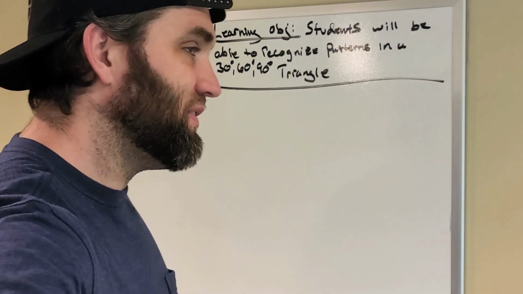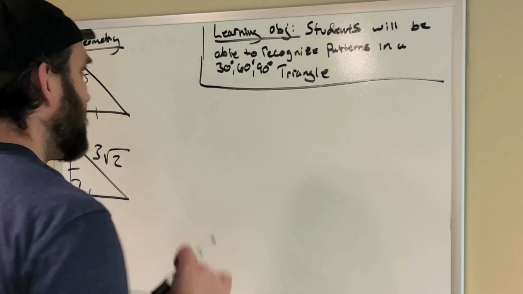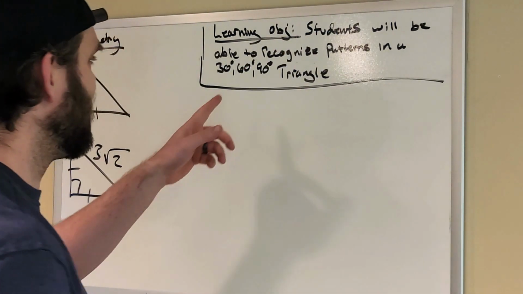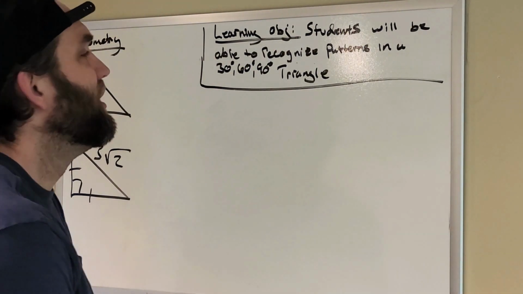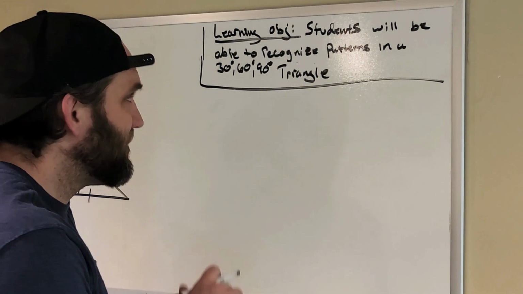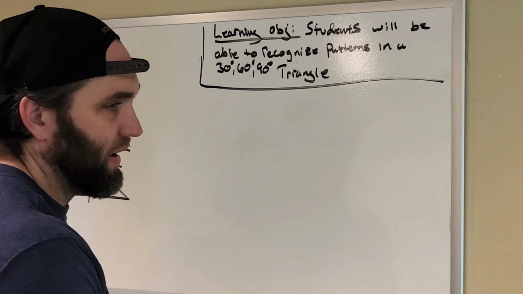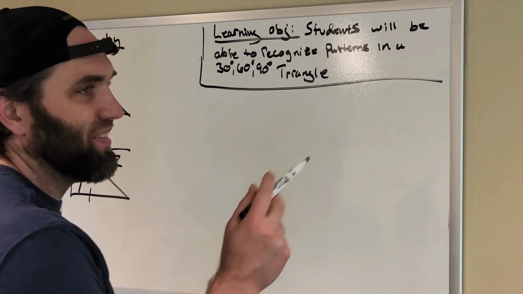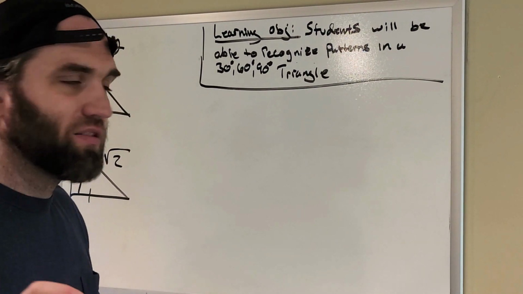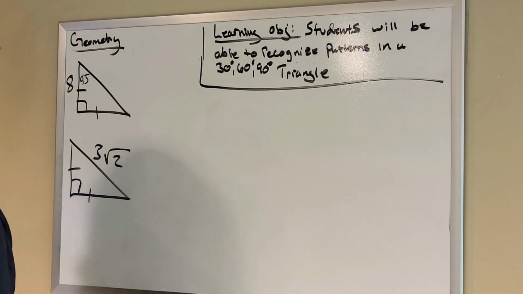So that's this week. Today, we're going to be talking about 30, 60, 90 triangles. So learning objectives. Students will be able to recognize patterns in a 30, 60, 90 triangle. And again, we're going to be dealing with the length of side patterns. That's specific to what we're going to be doing.